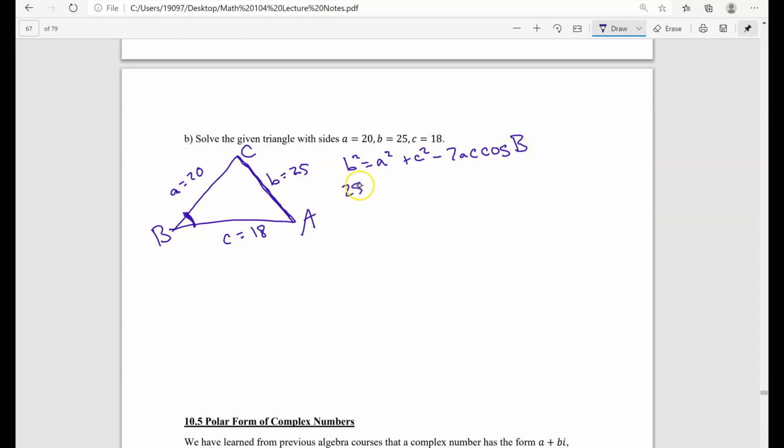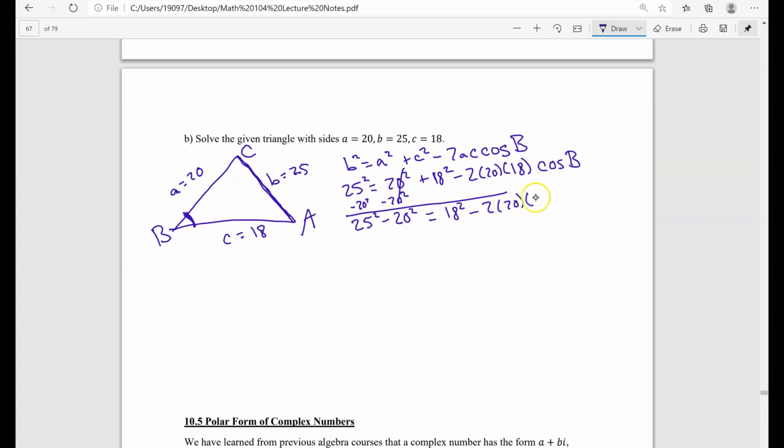We're going to have 25 squared is equal to 20 squared plus 18 squared minus 2 times 20 times 18 cosine of B, whatever that may be. In this case, you can see that it's kind of complicated. We do need to solve for the value of cosine of B. So I'm going to move this 20 squared over first. I'm going to have 25 squared minus 20 squared equals 18 squared minus 2 times 20 times 18 cosine of B.